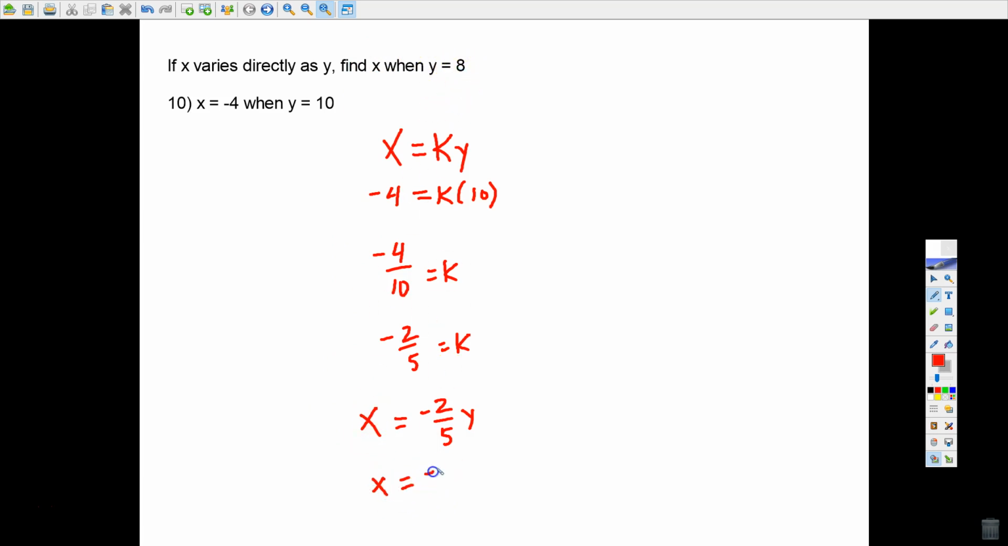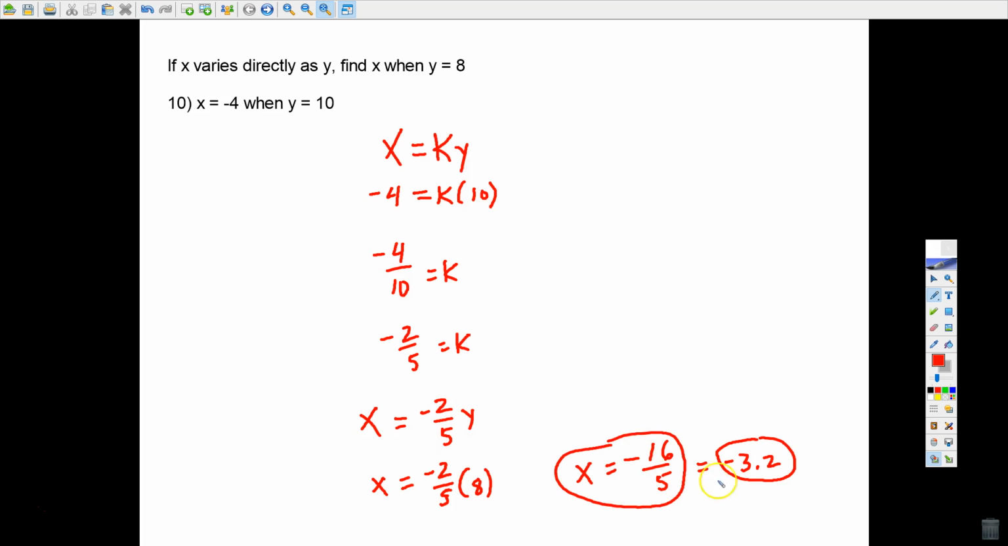So I just plug in 8 for y and do the math. And I end up with -16/5. And if you use your calculator, that should be -3 1/5, or -3.2 if you just do -16 divided by 5. So I would actually take either one of these answers. If you left it in fraction form, that would be fine. Or if you used your calculator to get the decimal form, that would be okay.